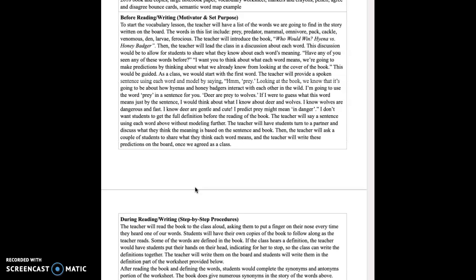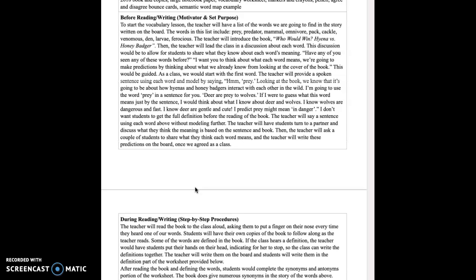I'm going to use the word prey in a sentence for you. Deer are prey to wolves. If I were to guess what this word means just by the sentence, I would think about what I know about deer and wolves. I know wolves are dangerous and fast. I know deer are gentle and cute. So I think the word prey might mean in danger.